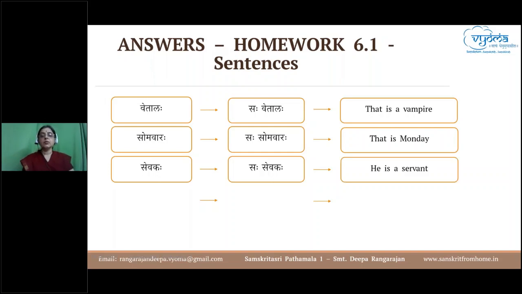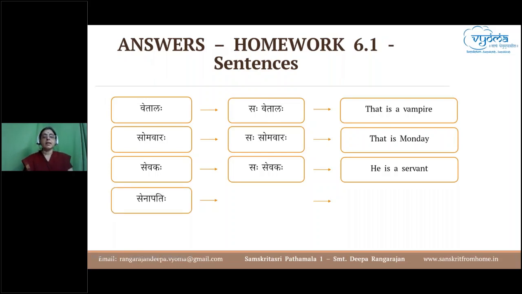Yes. Can you use the other pronouns as well with the same word? What are the other pronouns that you know? Esha. Sevakaha is pullingam. So you use Eshaha. Or if it is idam shabdaha, what will you use for masculine? Ayam. Iyam is strilinga, ayam is pullinga.